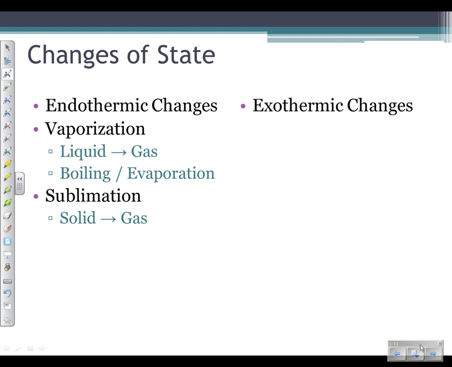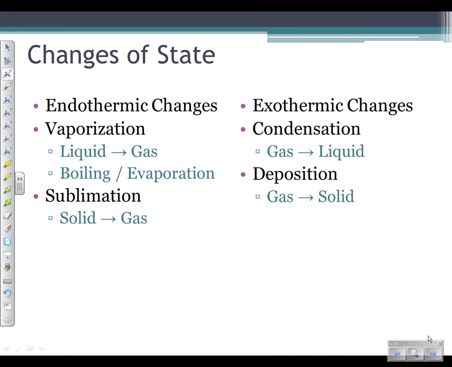But on the other hand, the exothermic changes: condensation, when something turns from a gas to a liquid, or deposition, when something goes straight from a gas to a solid. Good there? Okay.